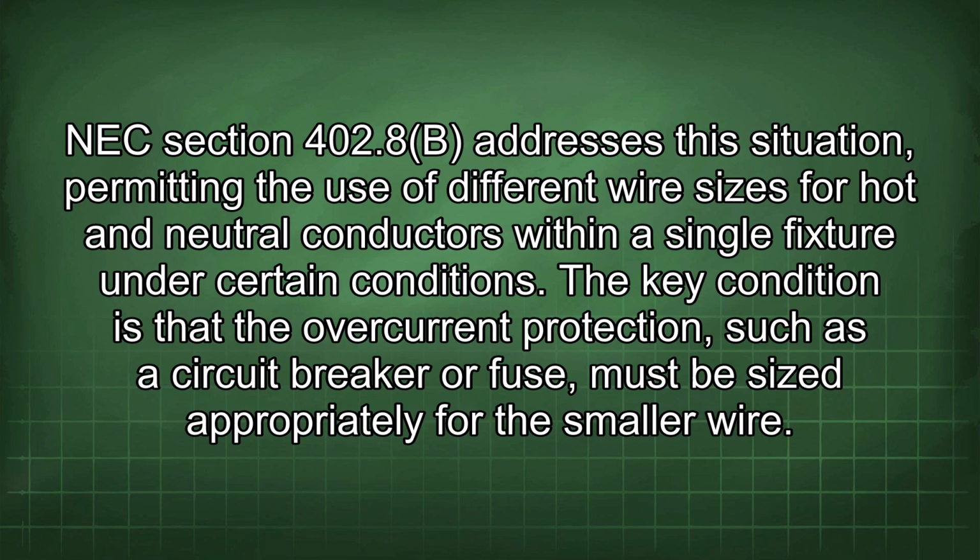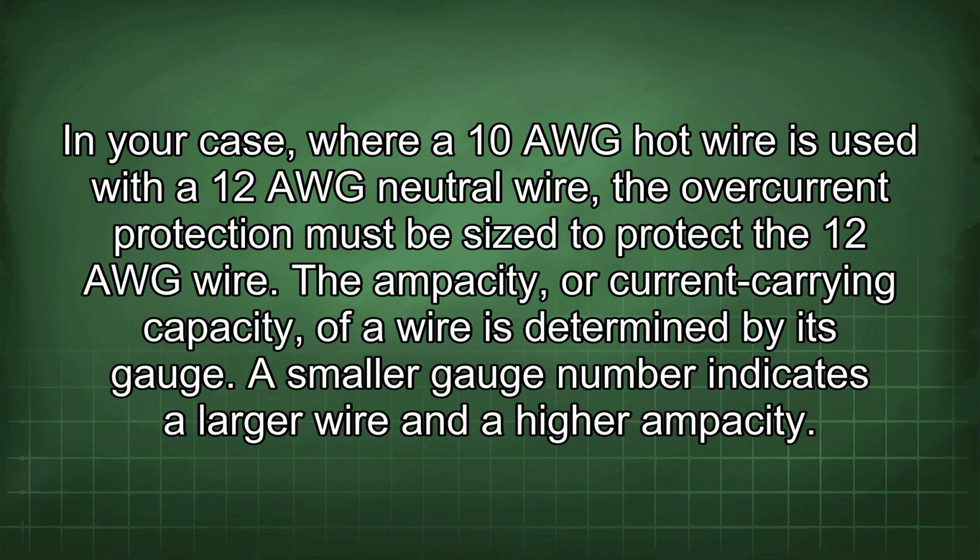The key condition is that the overcurrent protection, such as a circuit breaker or fuse, must be sized appropriately for the smaller wire. In your case, where a 10 AWG hot wire is used with a 12 AWG neutral wire, the overcurrent protection must be sized to protect the 12 AWG wire.